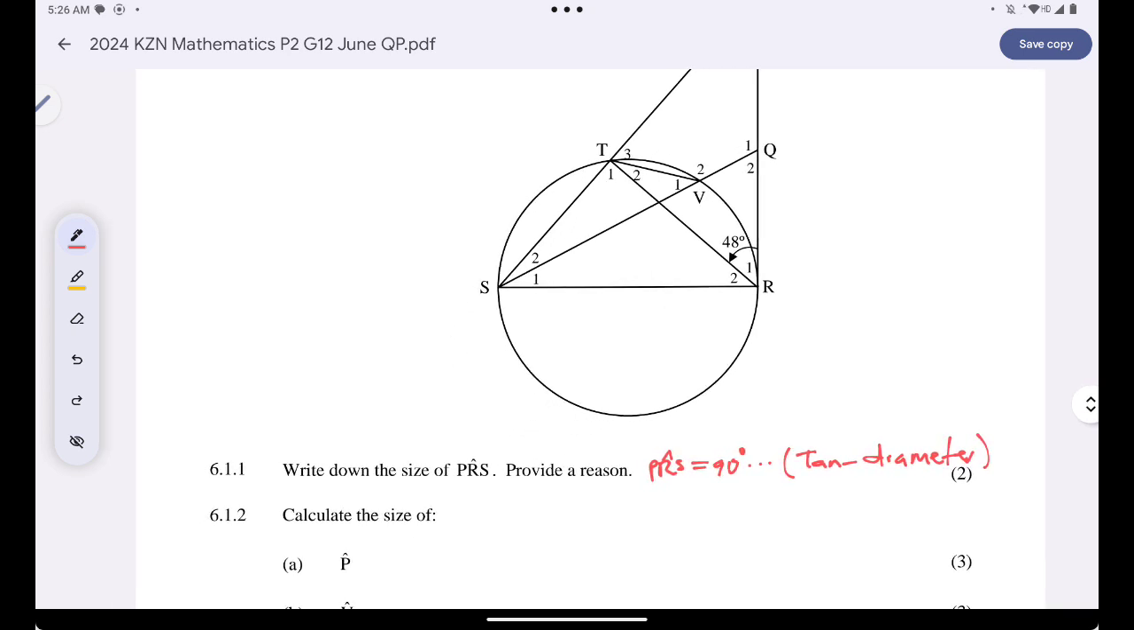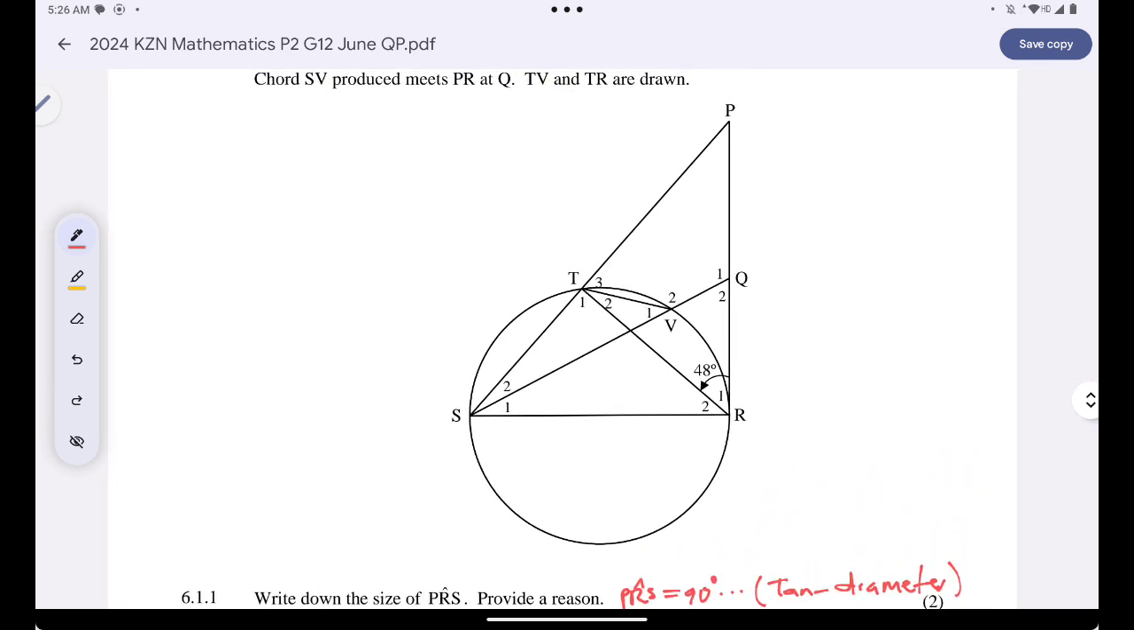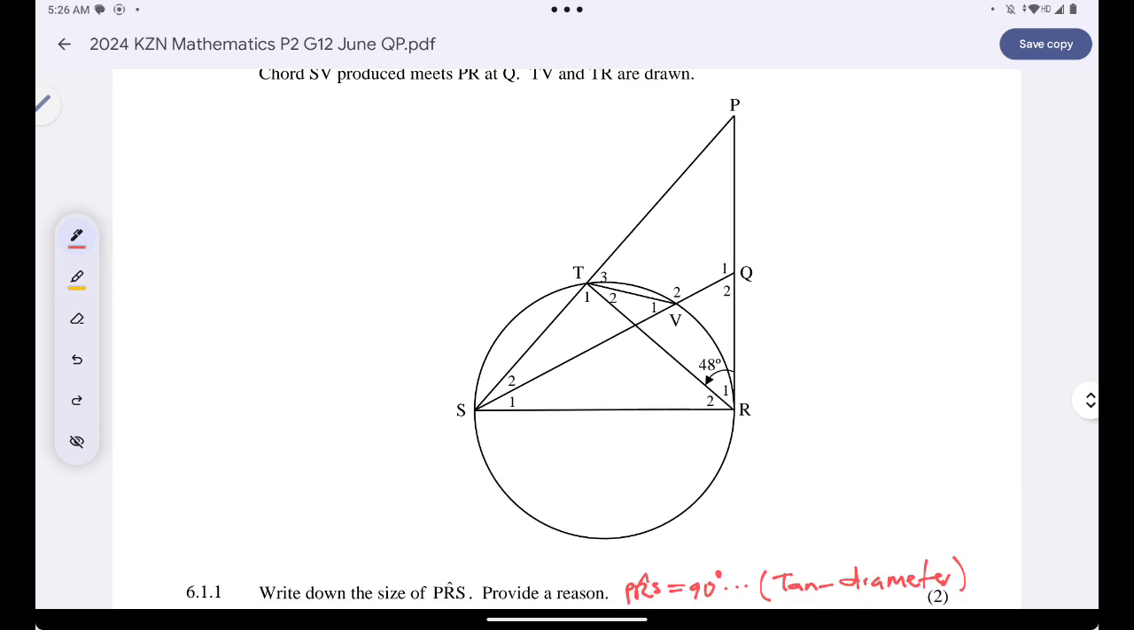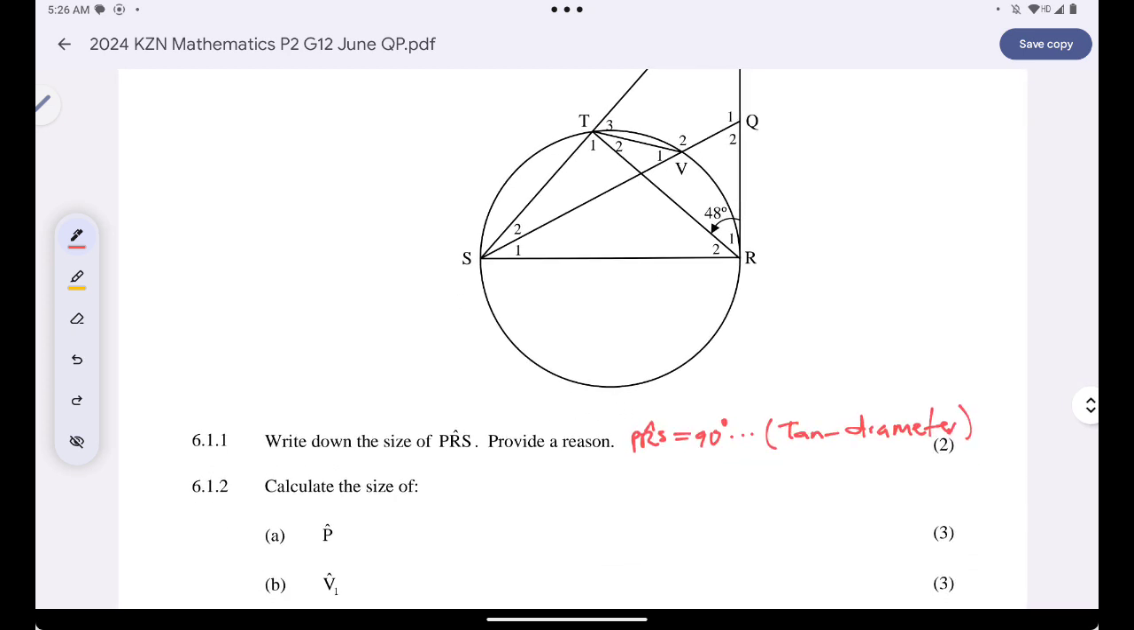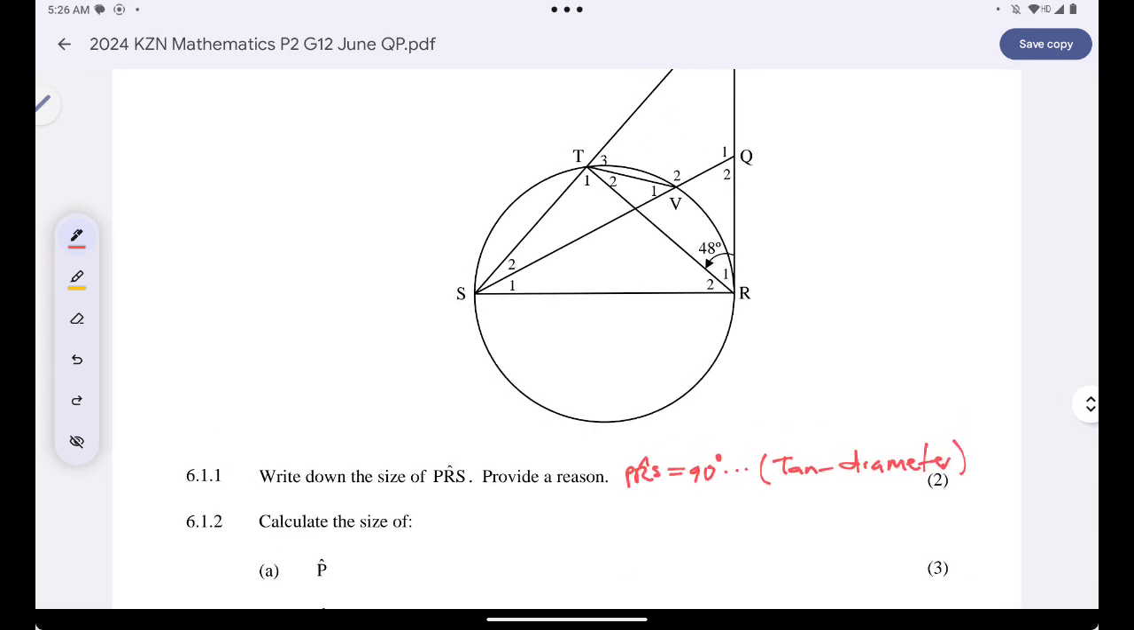Calculate the size of angle P. Okay, P is that one. How can we do so? We need to first find the size of the whole of angle S. Okay, how can I do that? We know that angle PSR is equal to R1, which is 48 degrees.